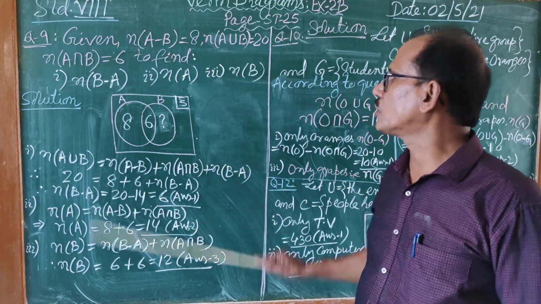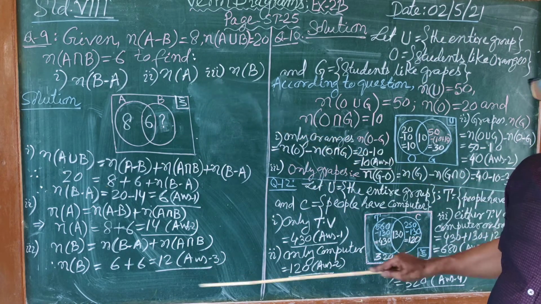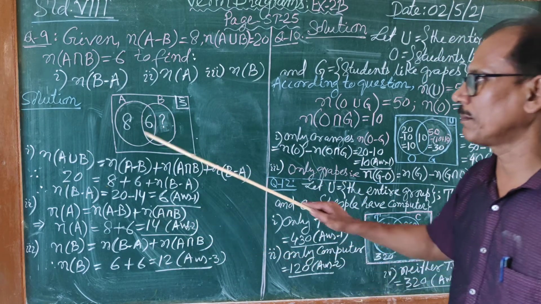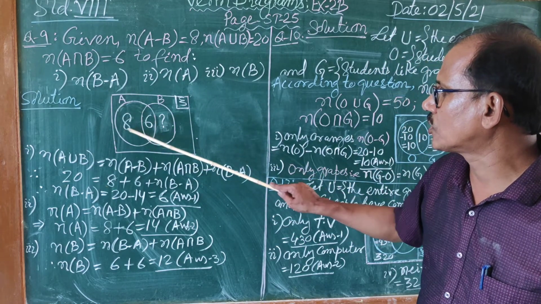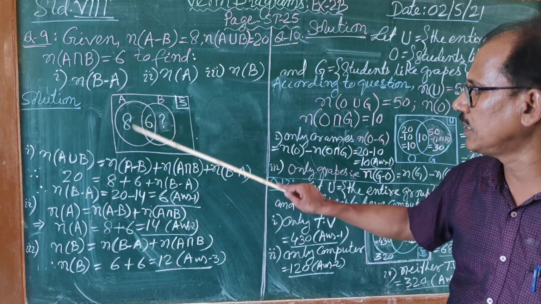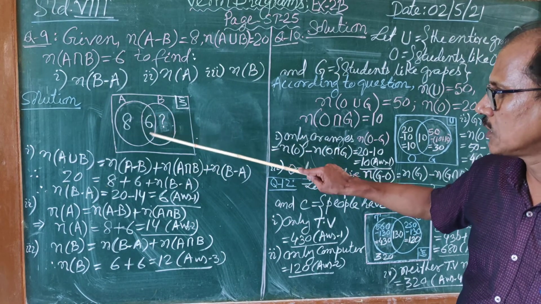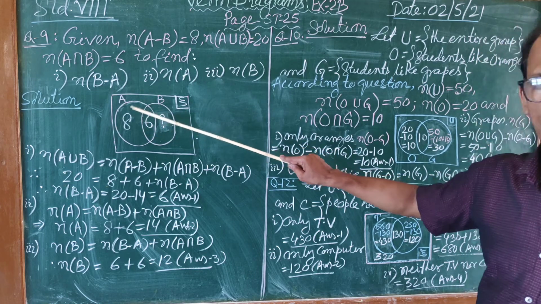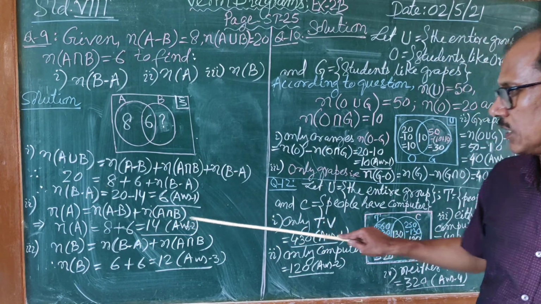The second question we need to find out is the cardinal number of A. n(A) is obviously the complete circle that includes the intersection part and the subtraction part also. So n(A) will be these two, 8 plus 6. Very simple it is. n(A) is equal to A minus B, symbolically cardinal number of A minus B, plus cardinal number of intersection A and B. So if you add 8 plus 6, 14 is the second answer.